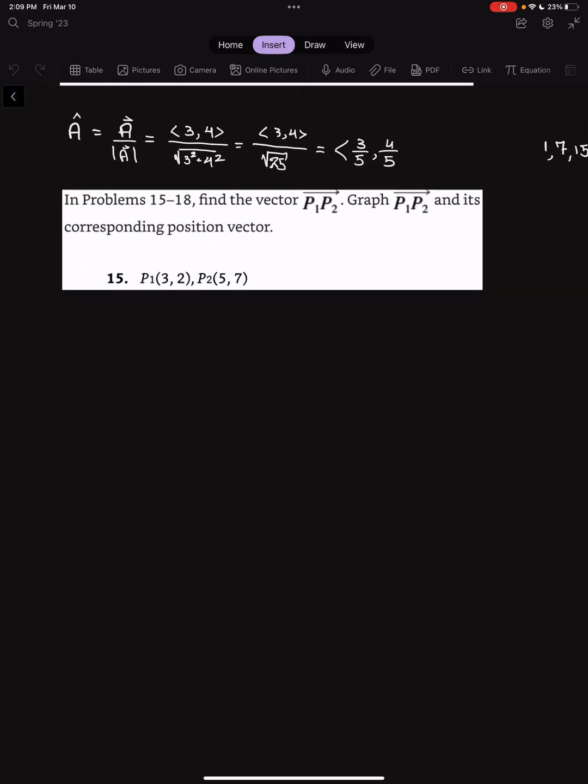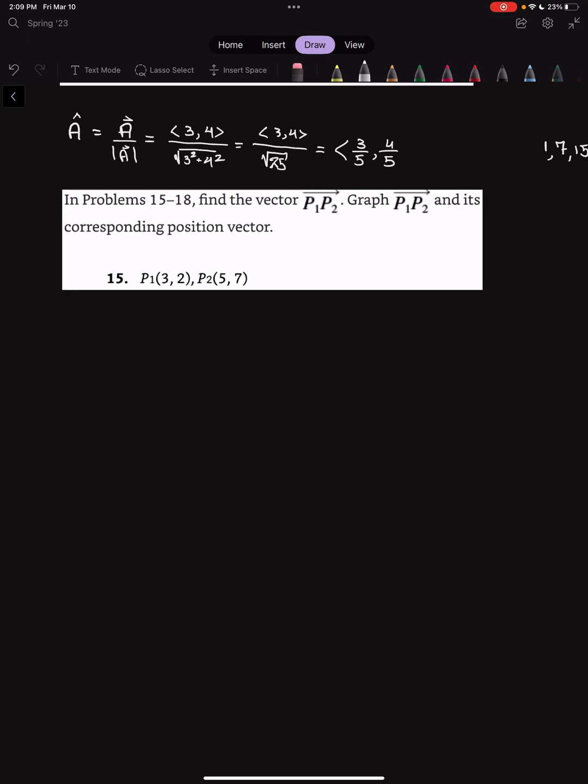In problems 15 to 18, we're going to do problem 15. Find a vector P1P2 that goes from P1 to P2, and graph P1 and P2 and its corresponding position vector. Usually with the P we indicate a point, and we can confirm that from the fact that they have round brackets. So we know these are not two vectors, these are two points.